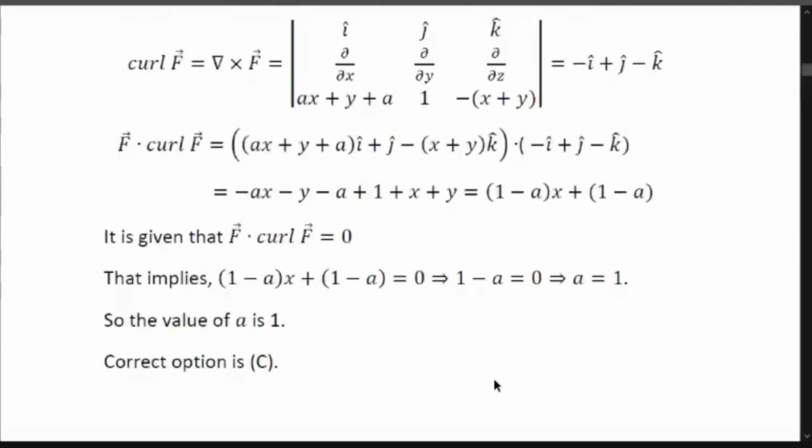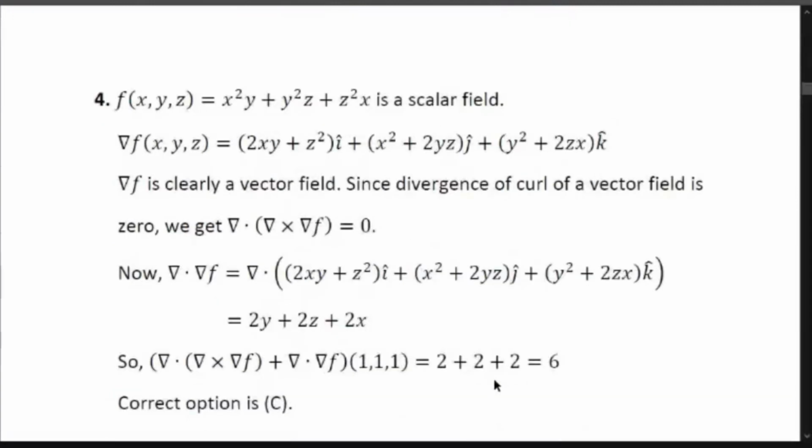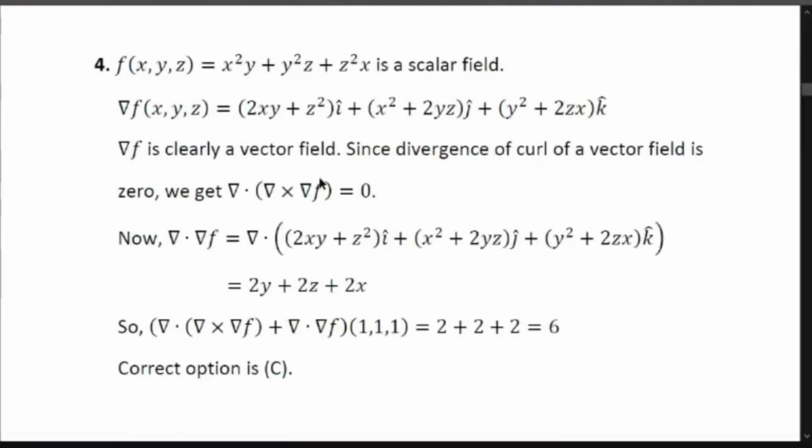So remember those two results, then it will be easy. So let us see the question. One part is already solved, so you need to find out the other one. Del f is a vector field, so del dot del cross del f is 0 always. So you don't need to worry about del dot del cross del f. You need to worry about del dot del f. I have found out del f here. It is (2xy + z²) i + (x² + 2yz) j + (y² + 2zx) k.